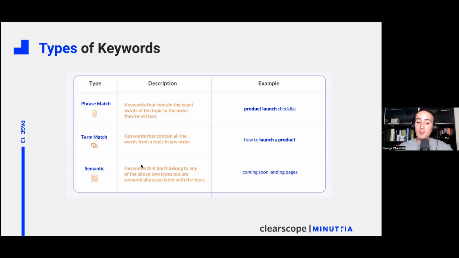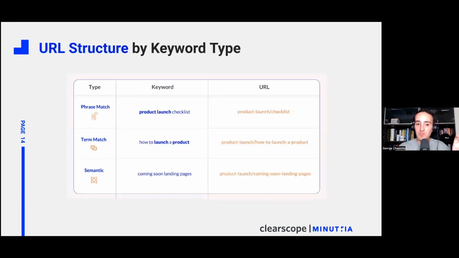And then we have semantic, which are keywords that don't belong to any of the above two types, but obviously are semantically associated with the topic. In our case, the topic is product launch. Coming soon landing pages is semantically relevant. It's there. Okay. How do we think about URL selection now?